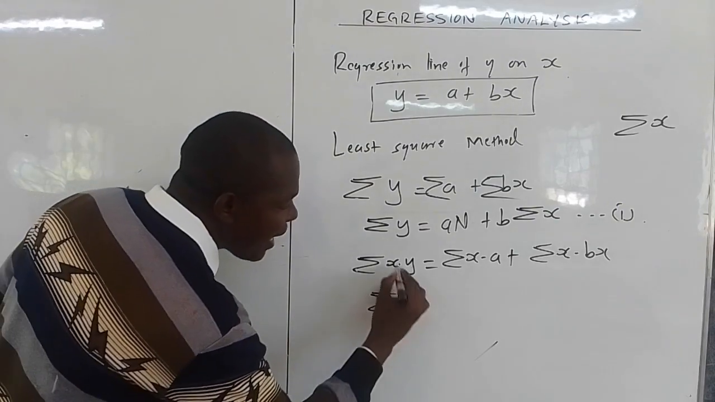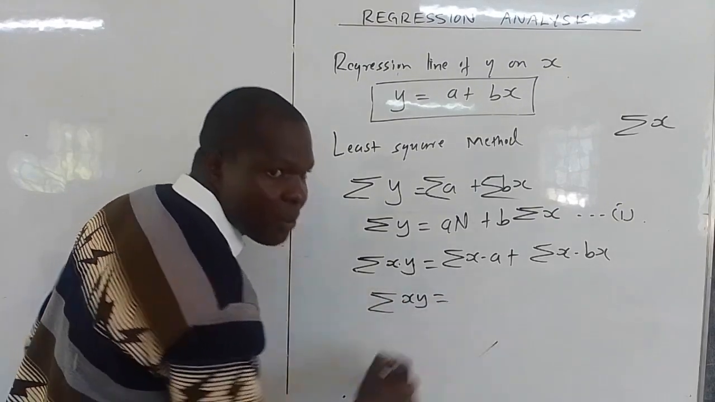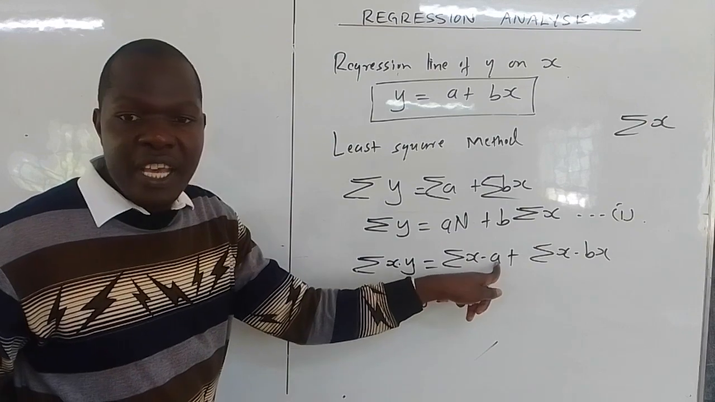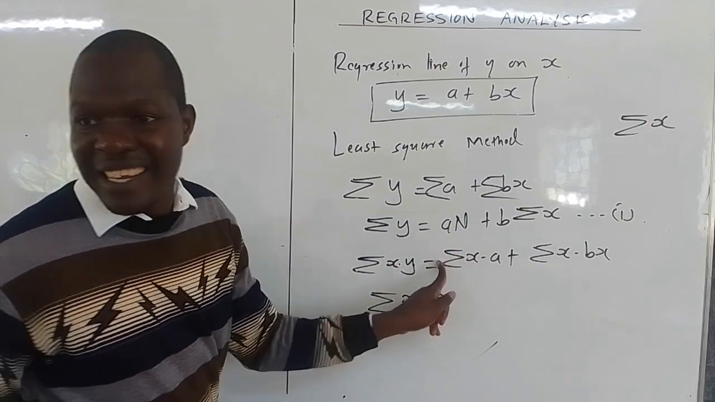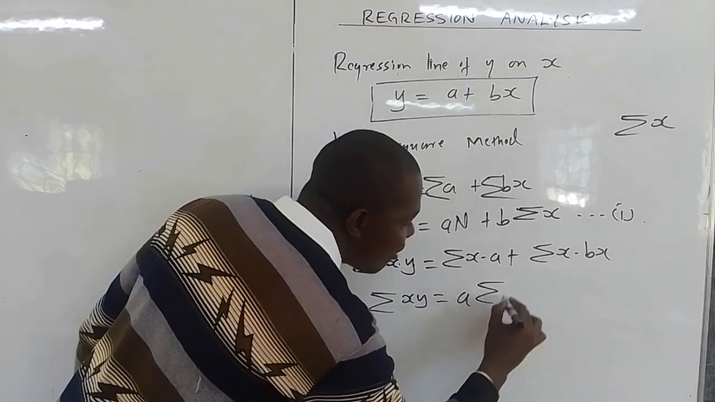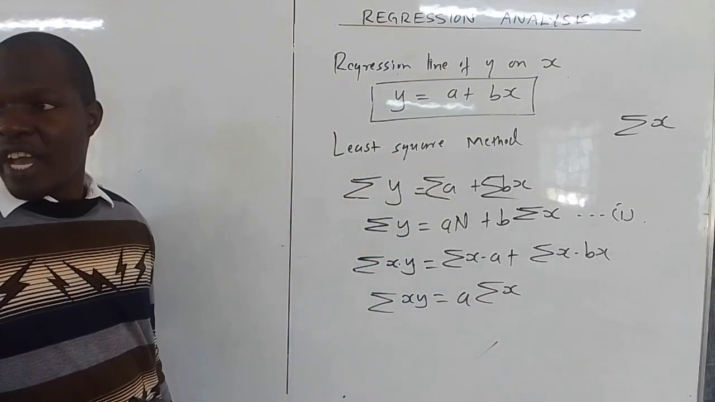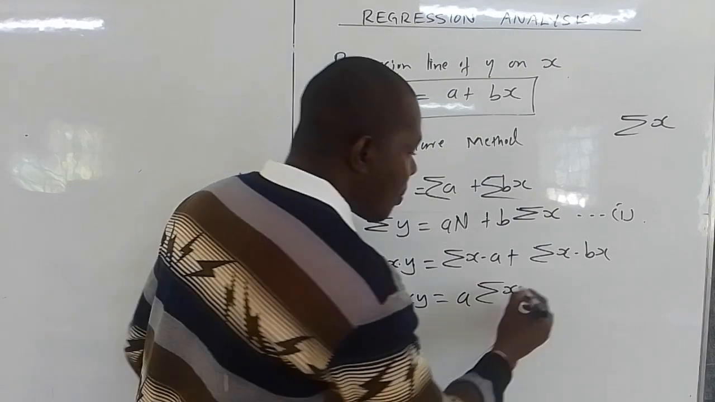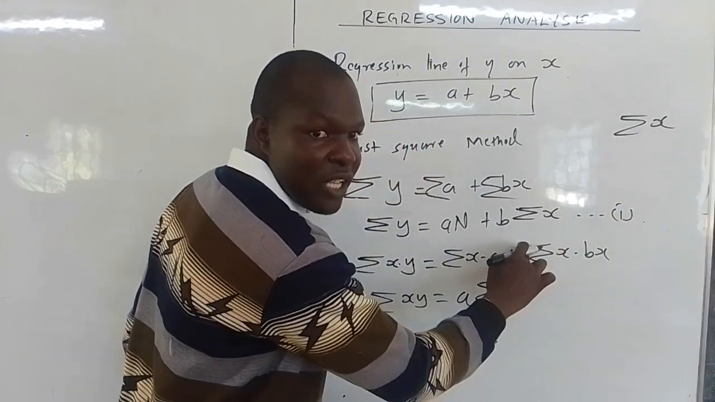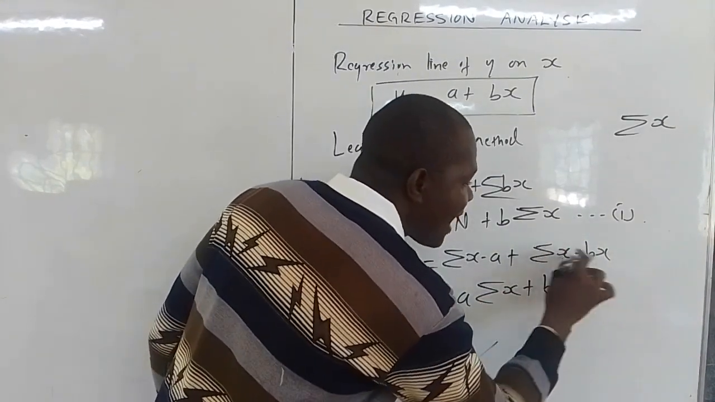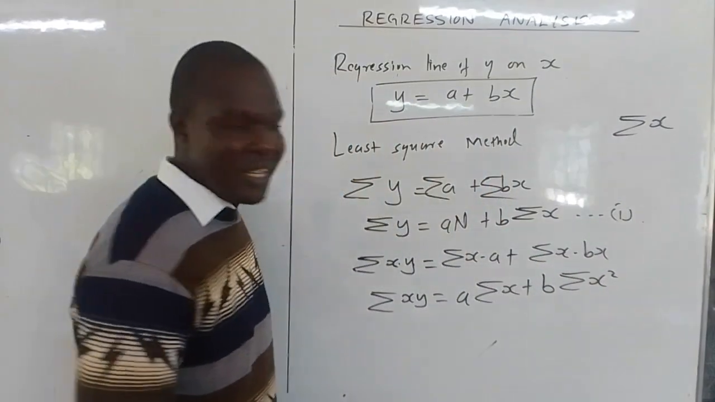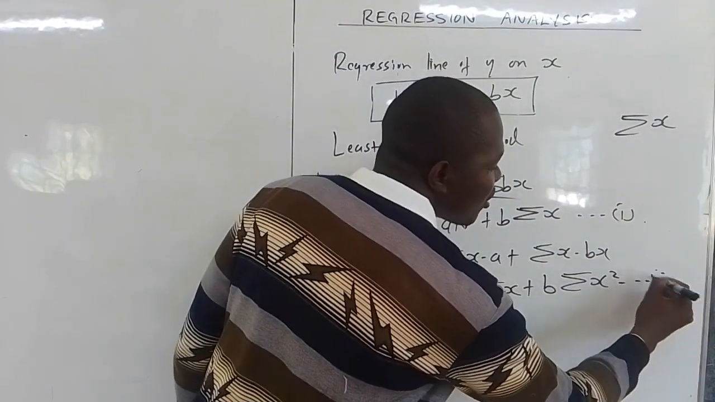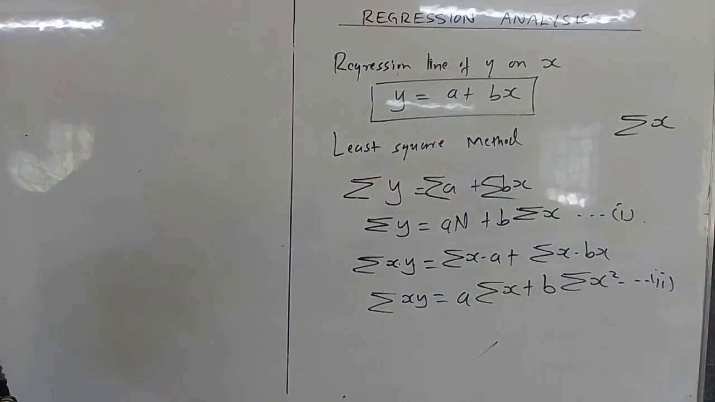Are we together? So what do you end up with? See here you have x times y, which is just xy, isn't it? Then summation of x times a, that is a summation x. See, a is a constant, it is factorized outside. So you have a summation of x, isn't it? Then it is plus b, see b is a constant, factorized outside. Then it is x times x, that is summation of x squared. See, that is the second part, equation 2. Are you seeing that?